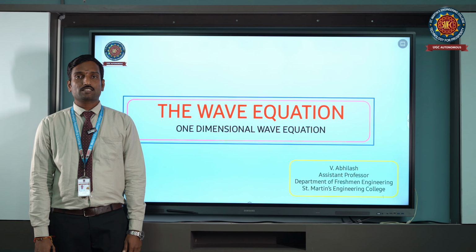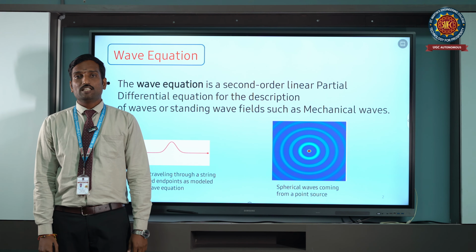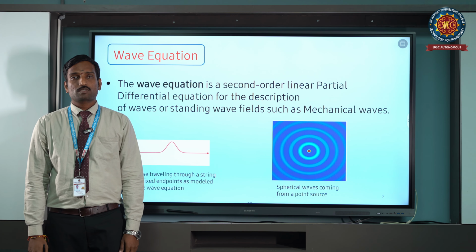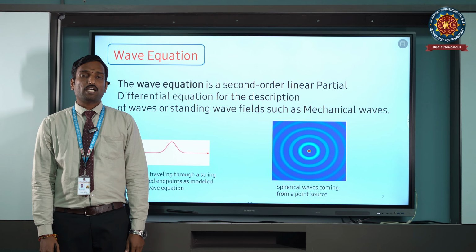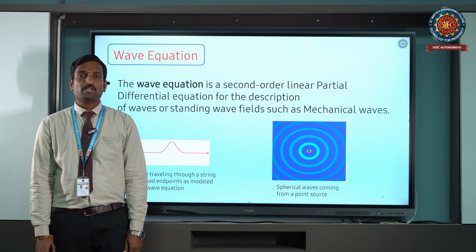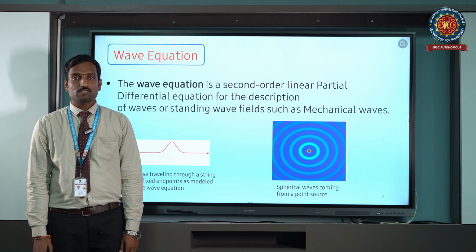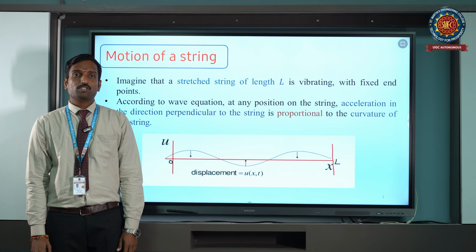Today I am discussing the wave equation, in which we are discussing the one-dimensional wave equation. The wave equation is a second order linear partial differential equation which is useful for describing waves and the standing waves obtained in a stretched string, or spherical waves obtained from a point source. Here the wave equation is derived from the motion of a string.